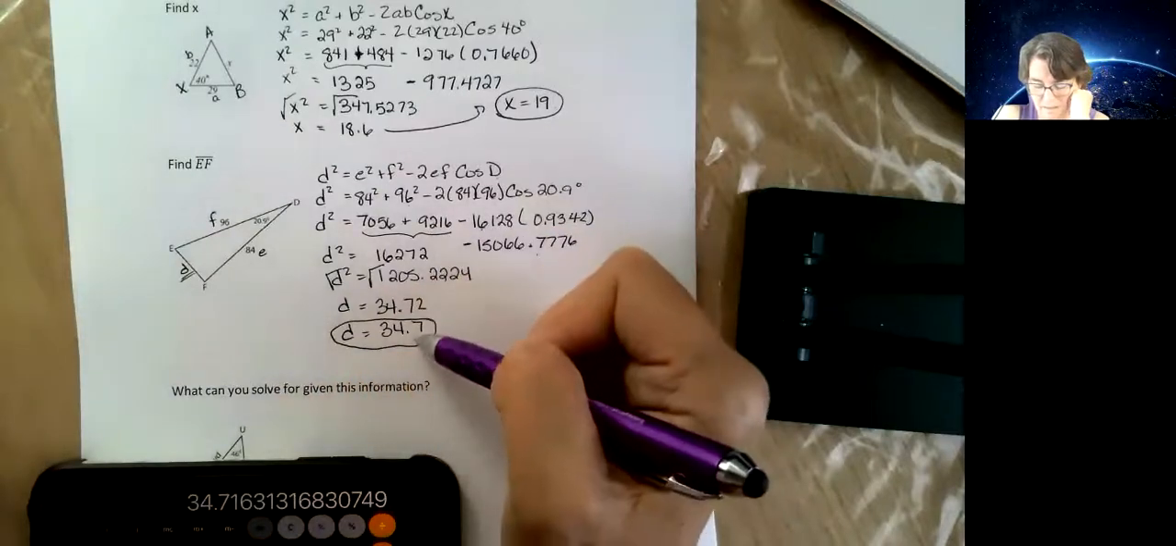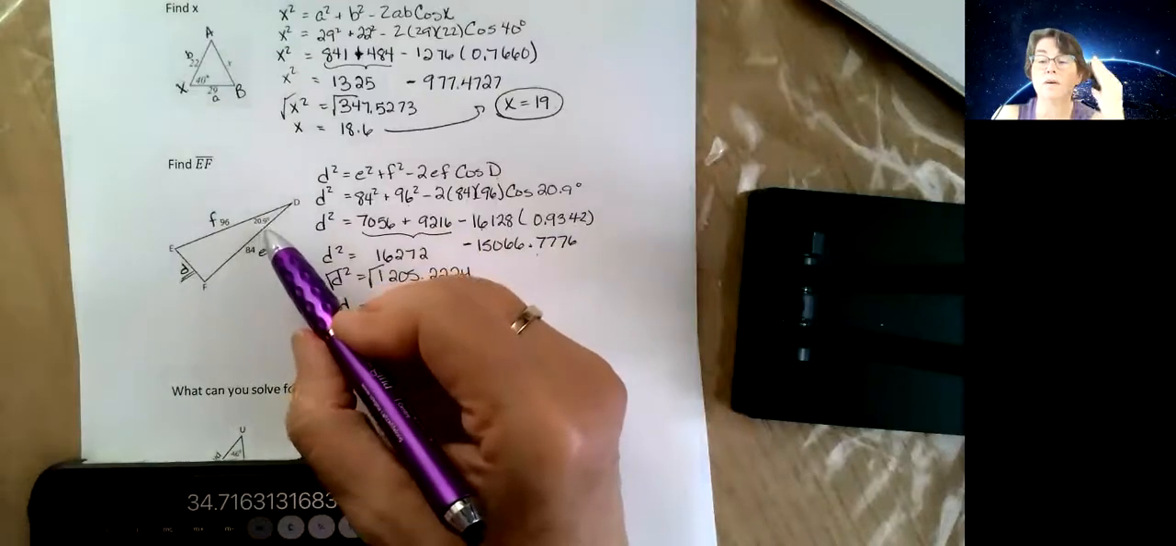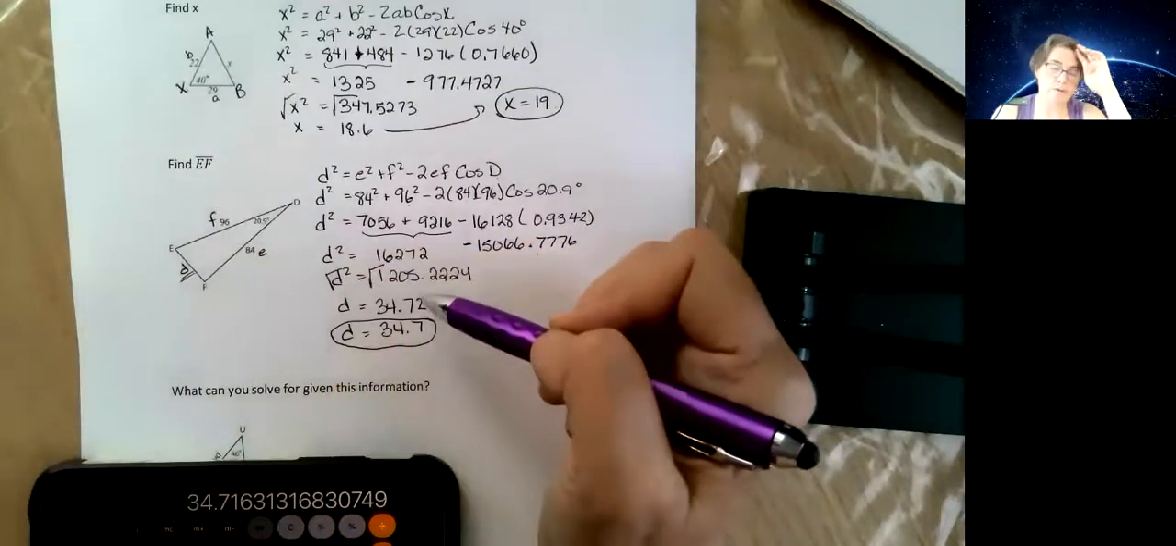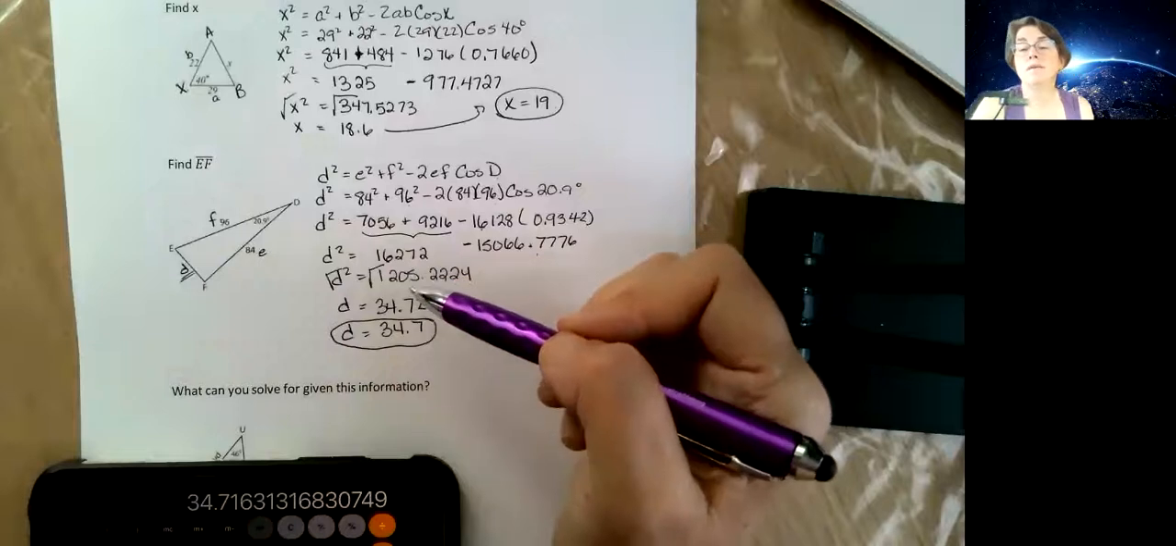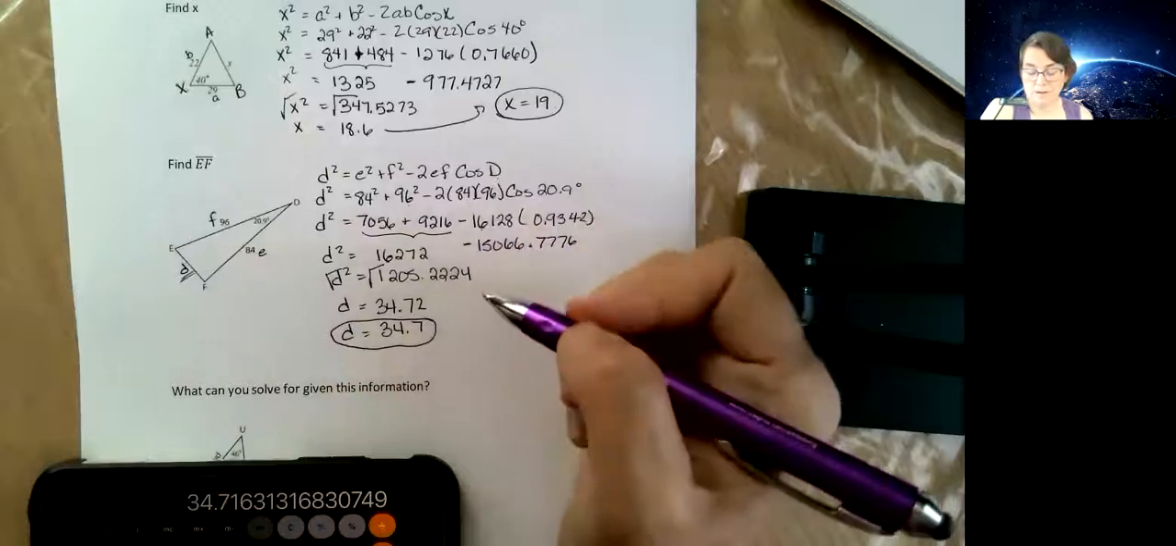Now, this number is really small in comparison to these two, but also realize it's across from an angle of 20 degrees, which is a really small angle. So it makes sense that in comparison, this is a really small number. No units, we don't have to worry about units there. And again, for anything I do, if I don't tell you how many numbers to round to, I can't really yell at you too much.